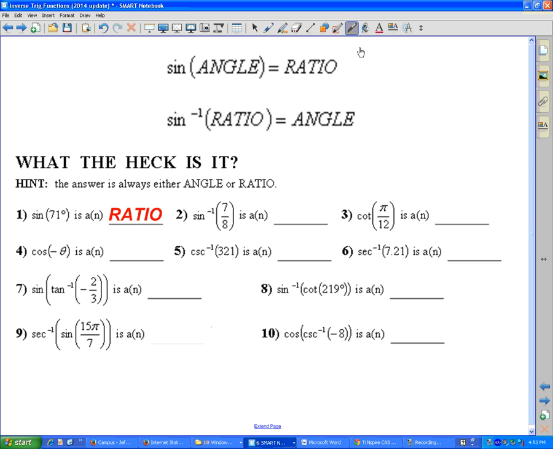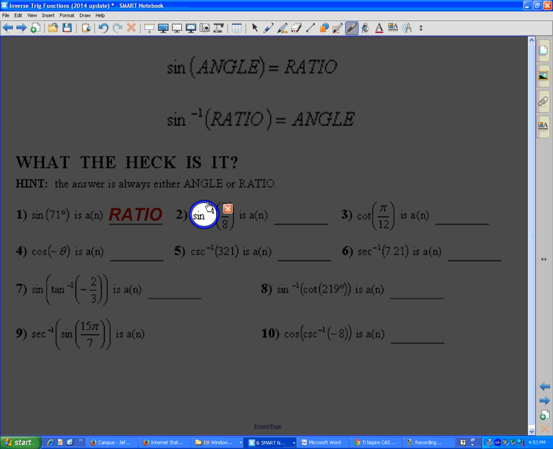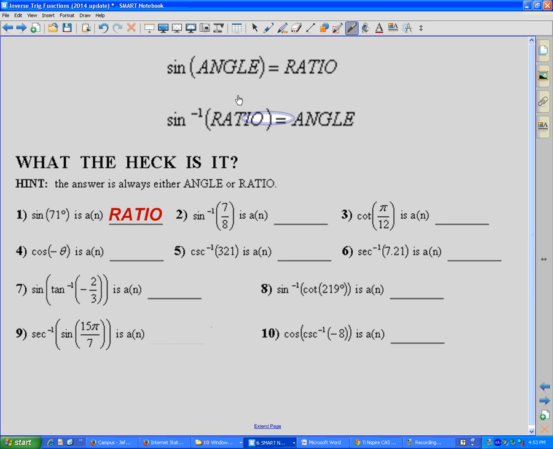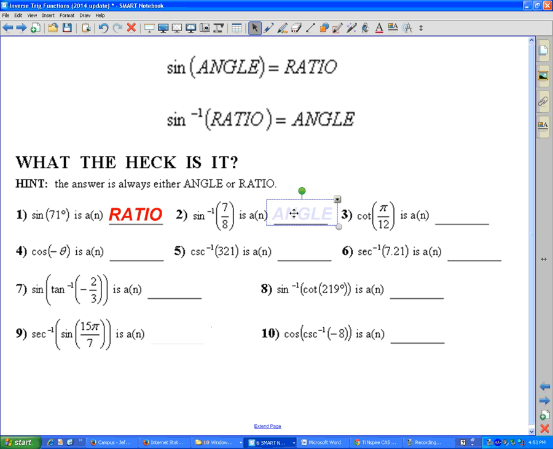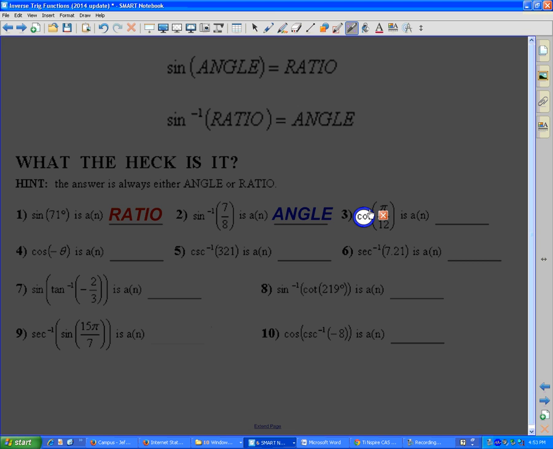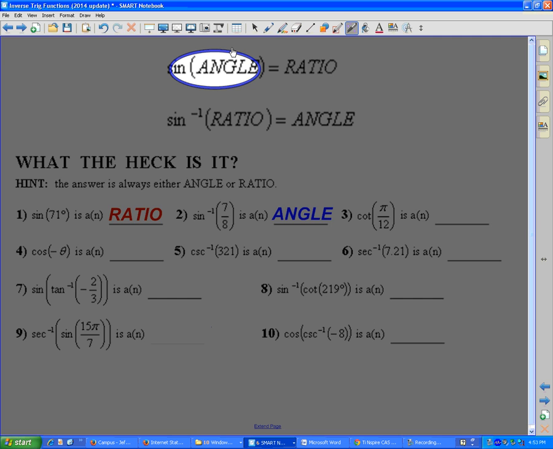So instead of worrying about the 7/8 on number 2, which certainly appears to be a ratio and is, just worry about the fact that it's an inverse function. An inverse function takes a ratio and turns it into an angle. And so just based on that, we know that the inverse sine of 7/8 is an angle. Number 3 is one that looks a little more confusing just because pi over 12 looks kind of like it should be a ratio. But we can't put ratios into standard trig functions. That's not allowed. You're only allowed to put angles into standard trig functions.